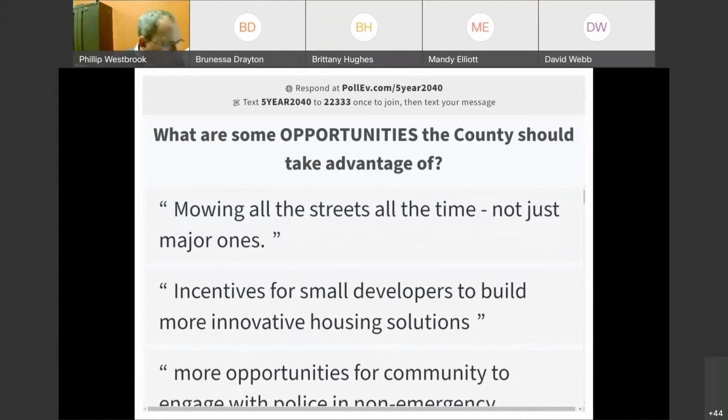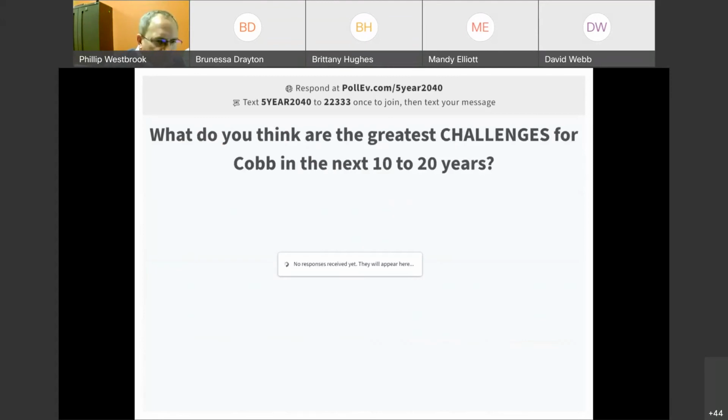All right, so we'll move on to the next topic, which will be the challenges. What do you think are the greatest challenges for Cobb in the next 10 to 20 years? Are there any issues or challenges that Cobb could potentially be confronted with? Are there any trends that you're aware of that may have positive or negative impacts on the county?